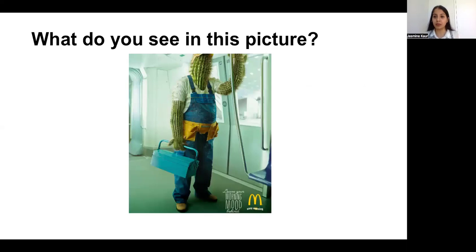Now, in order to explain more about it, let's look at this picture. I'd like to ask my audience, what do you see over here? Take a minute, reflect. Okay, you can see that there is a man dressed in denim overalls going to work in the subway. This is the McDonald's advertisement, which is very famous. Here they have their logo: "Leave your morning mood behind."